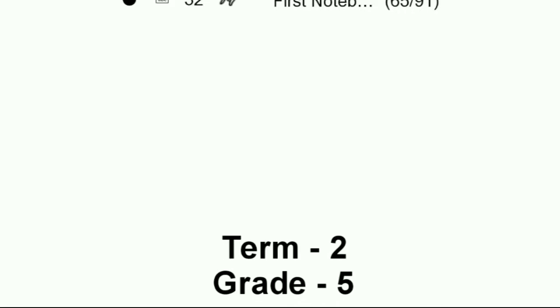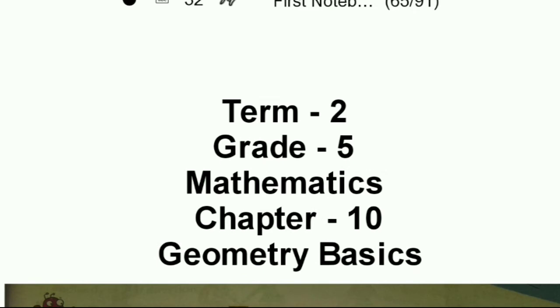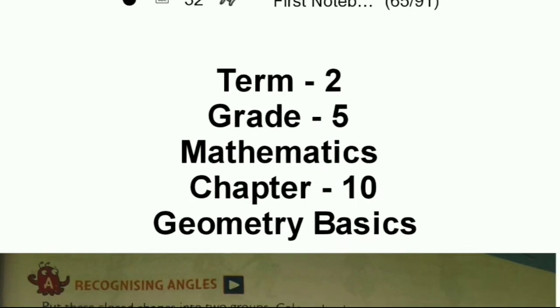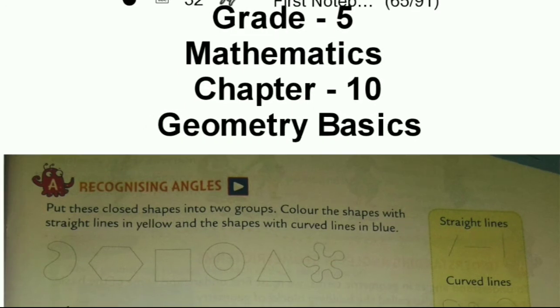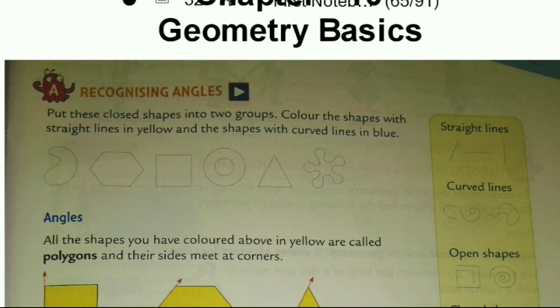Welcome to all. Today I am going to start new chapter number 10, Geometry Basics. What do you understand by geometry? In geometry, we will learn different types of shapes, angles, triangles, square, octagon, hexagon, pentagons, closed figure, open figure, straight line. These are the geometrical shapes.